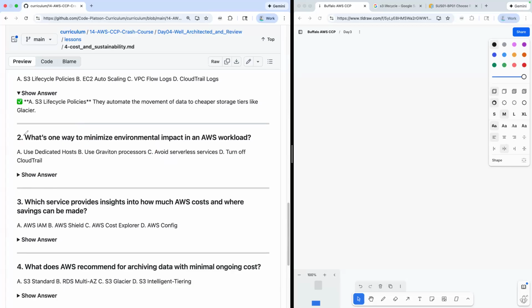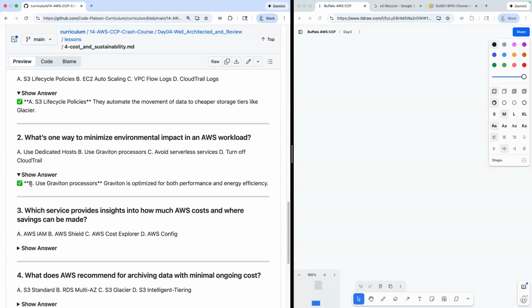Let's check it out. And good job walking through it, man. Yeah, so the answer here is B, right? So this Graviton processor, it's a chip that Amazon made and it's more energy efficient. So the question, minimizing environmental impact, how can I be more energy efficient? How can I be more sustainable? Yeah, and the answer is B, Graviton processor.